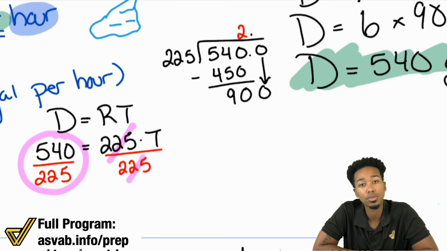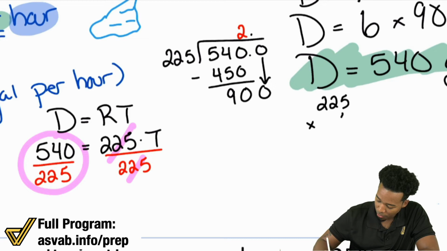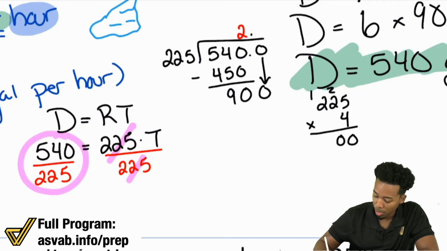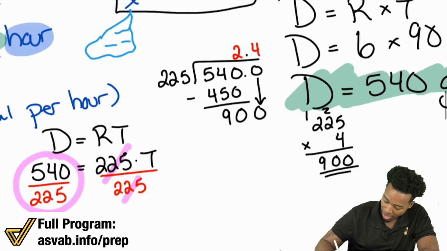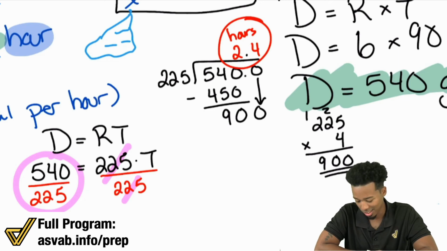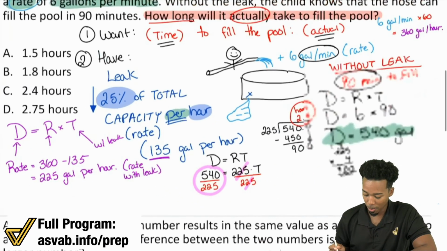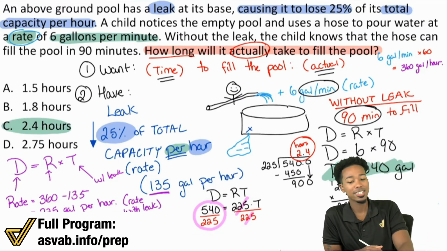How many times does 225 go into 900? The answer there is going to be 4. Because right over here, if I do a little test, 225 times 4: that's 20, that's 8 with the 2, 10. 2 times 4 is 8 plus 1 is 9. And so that's 900. So that would be 2.4 hours. And that's the amount of time it takes to fill with the leak. And so there it is, my math party people: 2.4 hours. C is the answer.